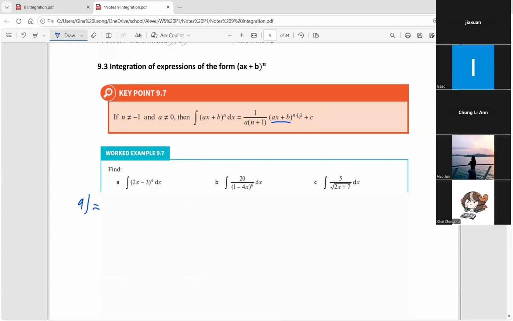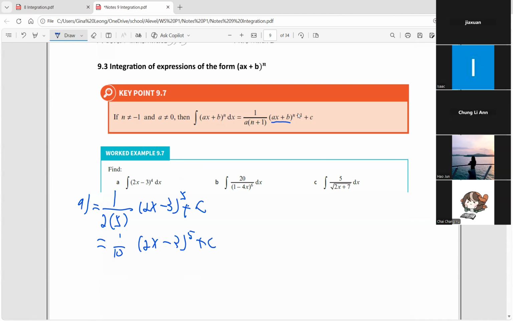So when you integrate it, you will get 1 over first. The 2x minus 3 is actually 2. So this one, 4 plus 1 is 5. You bring it down, then you copy the same thing again. This one is 5, so you can just simplify it. So you will get 1 over 10. Need to plus C also. So (2x minus 3) power 5 plus C.